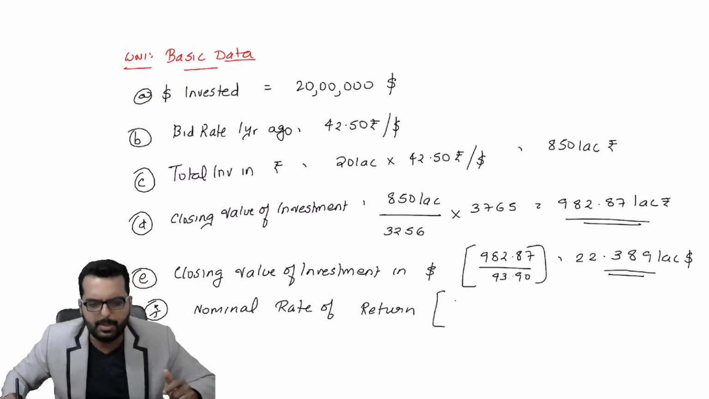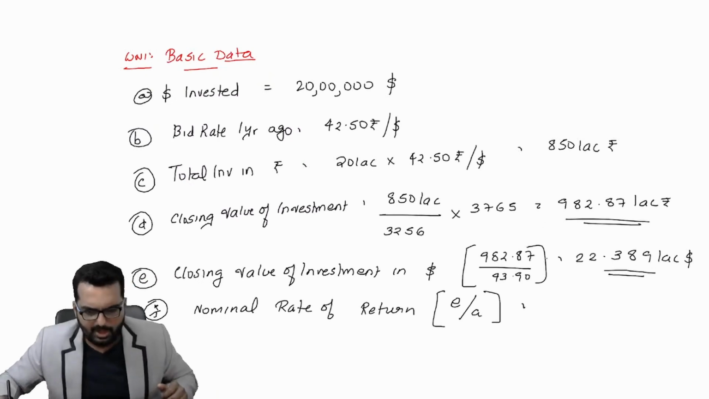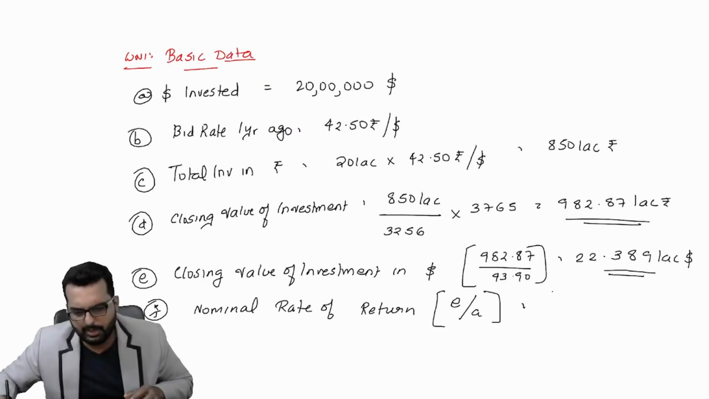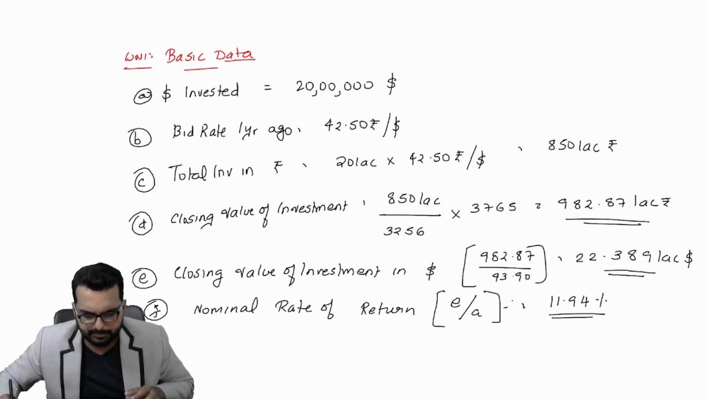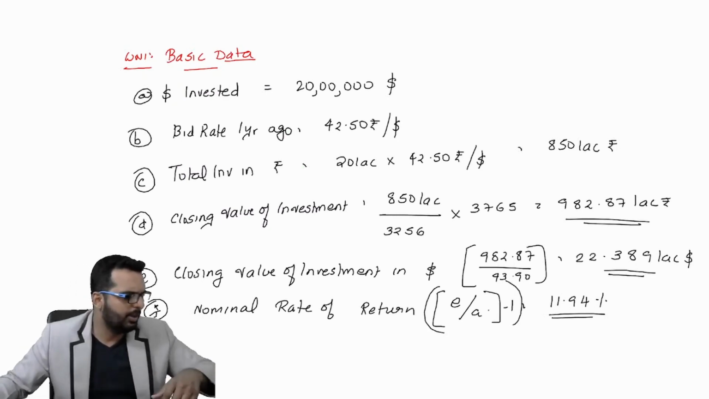So from this I can find out, after considering inflation and everything, my nominal rate of return will turn out to be alphabet E divided by alphabet A. So that will give you 22 lakh 38,000 divided by 20 lakh. I'll be getting the answer as 111.9. Minus 100, if I do, 11.94 percent. Can you write down till here in your books now?